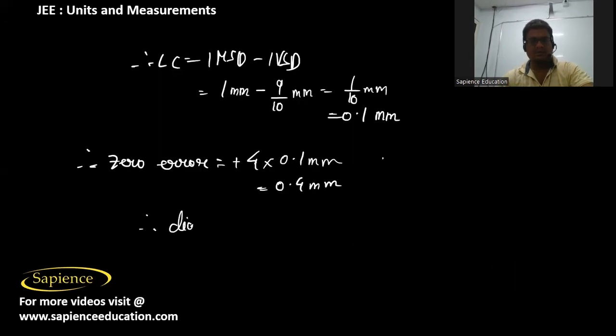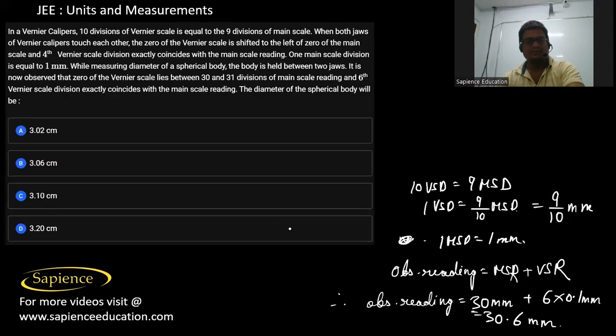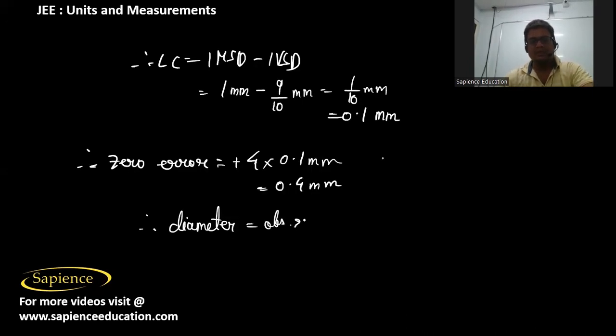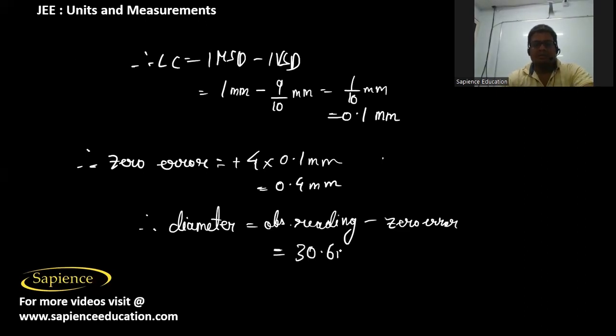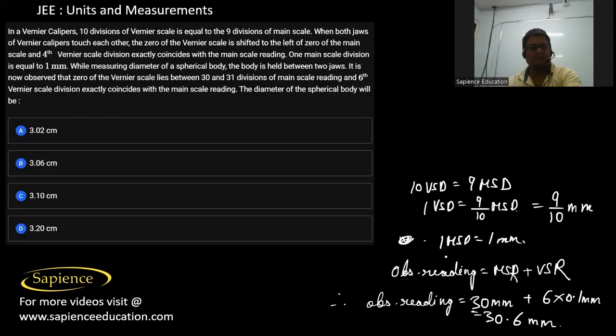Therefore, the actual diameter of the spherical body is equal to the observed reading minus the zero error. So that will be equal to 30.6 millimeter minus 0.4 millimeter. So that is 30.2 millimeter, or I can say 3.02 centimeter. So 3.02 centimeters. So option A is the correct answer.